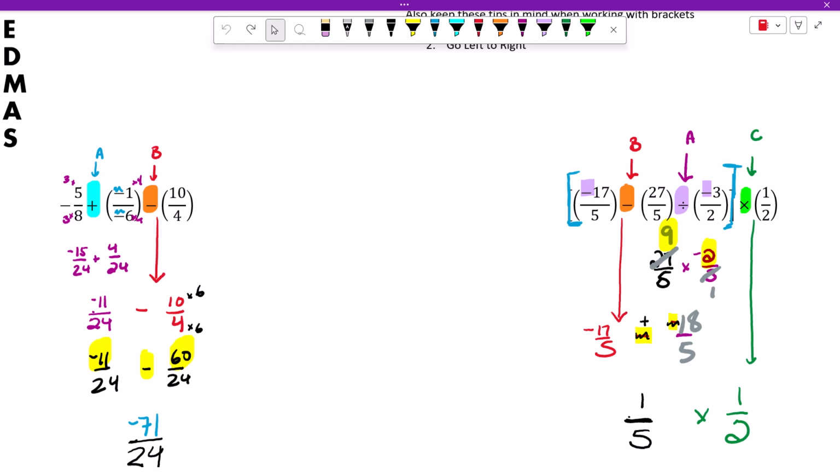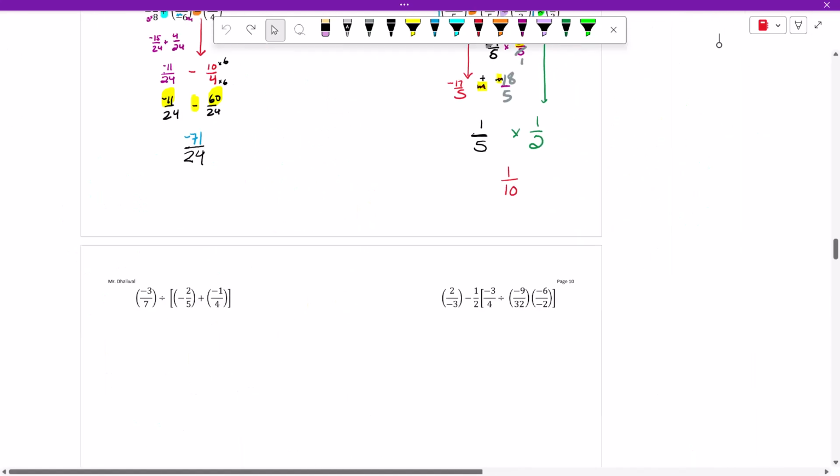And the other thing was, hey, work vertically down the page. Make sure you line things up so you do not make mistakes just by having numbers in the wrong spot. All right, so we're going to try that. Okay, so let's go to the back page.